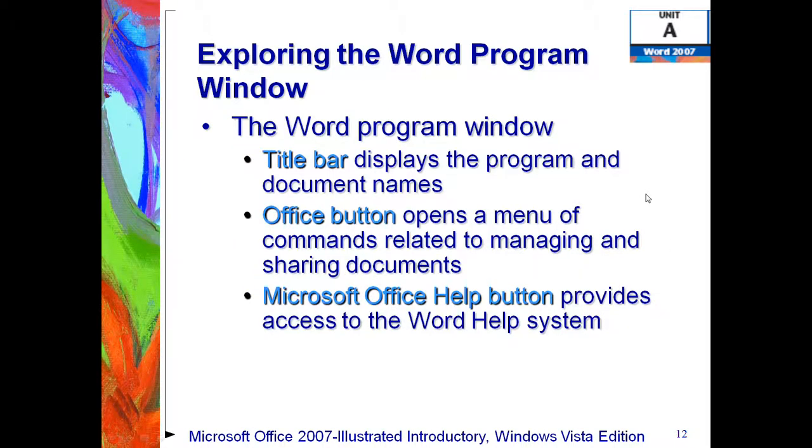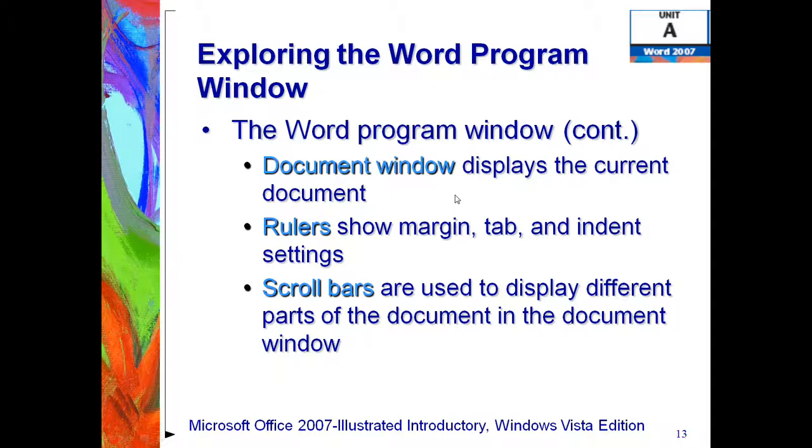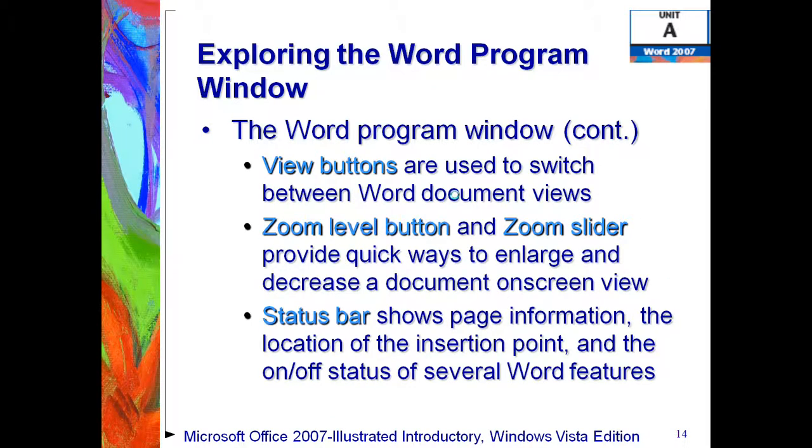And that is a great tool to help you determine how to use some of the tools in Word. The document window, where we previously saw where it said blank document, will display the current document that you're working on, while the rulers will show your margins, any tabs that are set, and indent settings that are there. And we'll work with those in different units. And of course, the scroll bar, as you've seen before in previous sections, is used to display different parts of the document in the document window. The view buttons, which we'll take a look at after a while, are going to be used to switch how it looks on your screen, whether it looks more like a web page, whether it looks full screen, and those types of things.